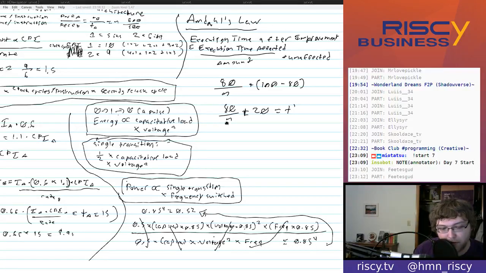Since we want the performance to be 5x faster, the new execution time should be 20. Yeah, so that equals 20. So then they start doing algebra, right? So you say 80 over n plus 20 equals 20, and then we subtract 20 from both sides, so that becomes 80 over n equals 0. So then, you know, you multiply both sides by n, and you get 80 equals 0, which of course is impossible. So you know that this is an impossible task.